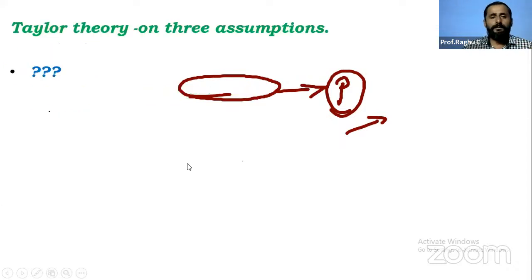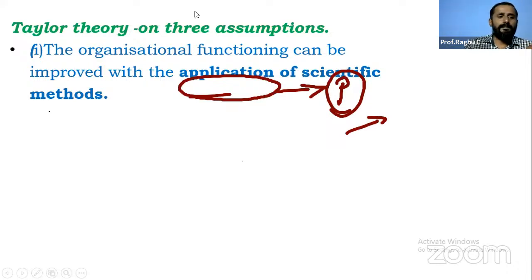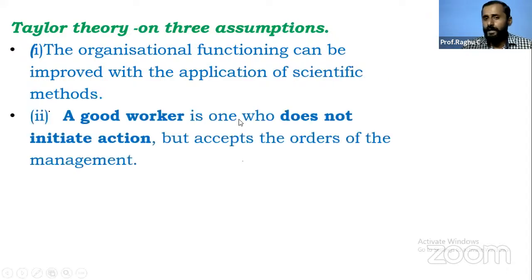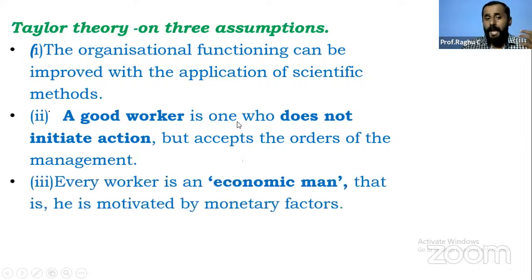And Taylor made some assumptions in this regard. This we have already covered, so I'll be just sliding through the things here. Organization function can be improved by scientific methods. And a good worker is one who does not initiate. This was against the things which were previously present because workers used to initiate the work on their own. Why? Managers were not guiding. And every worker is an economic man. Economic man is a terminology taken from economics, which simply means that we get motivated by monetary consideration, money.